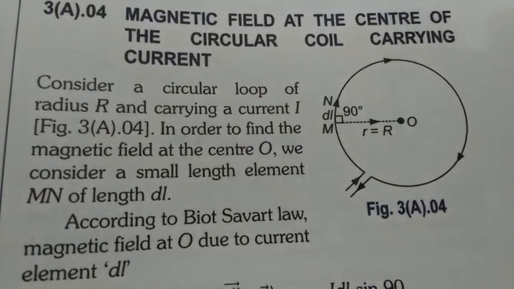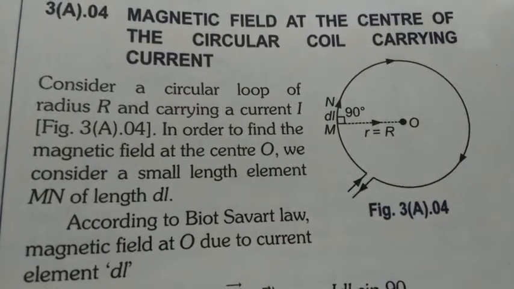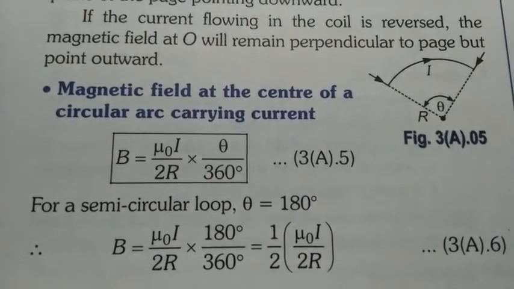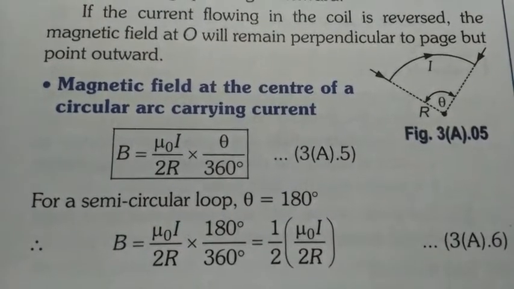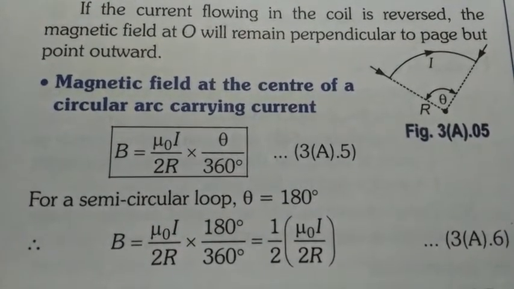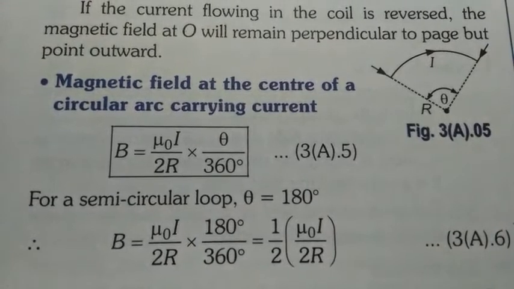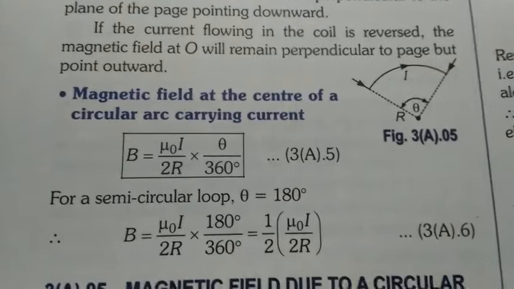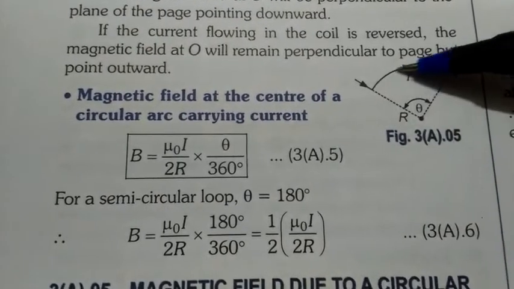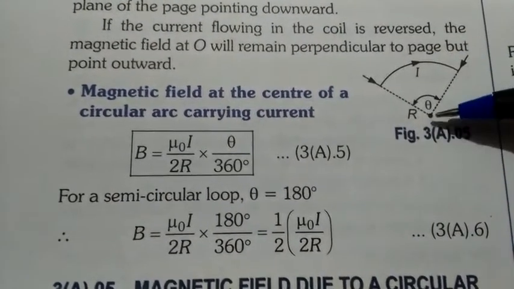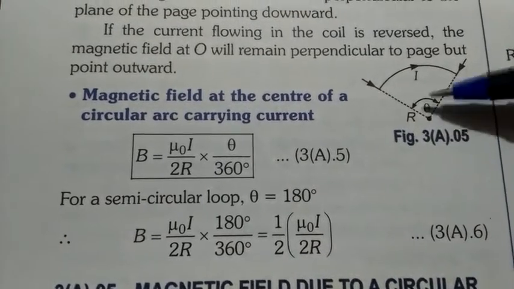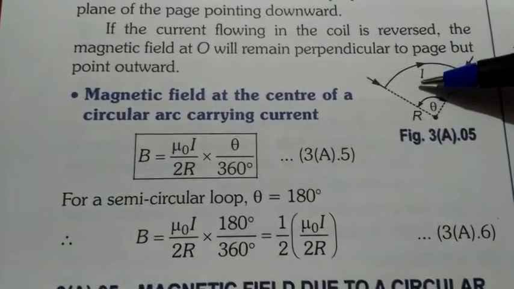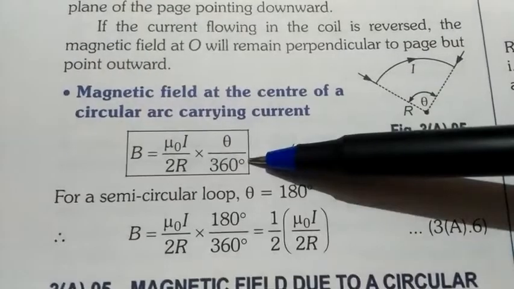If the direction of current is anti-clockwise, then it will be in upward direction. Now suppose we don't have a full circular loop, but we only have an arc-shaped conductor. So at that time, what will be the value of magnetic field? Here in the diagram you can see one arc-shaped conductor, and suppose this is the center O of this arc shape. So at that time the magnetic field can be given by this formula.